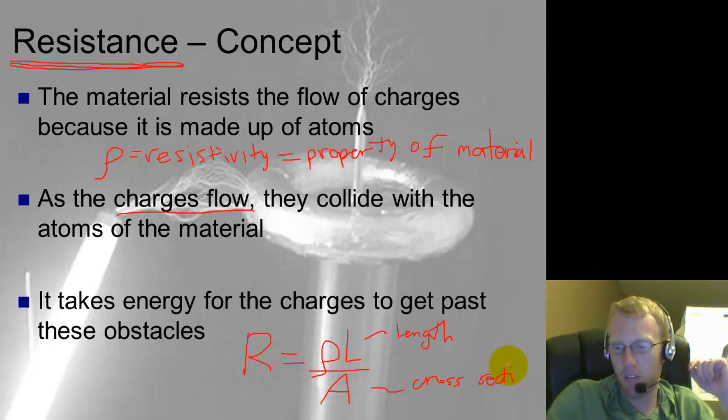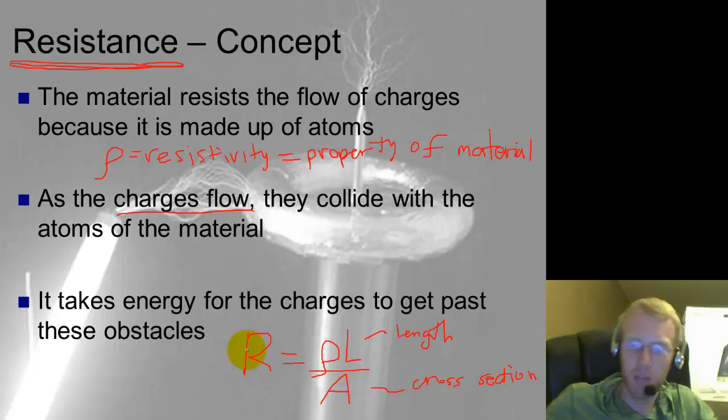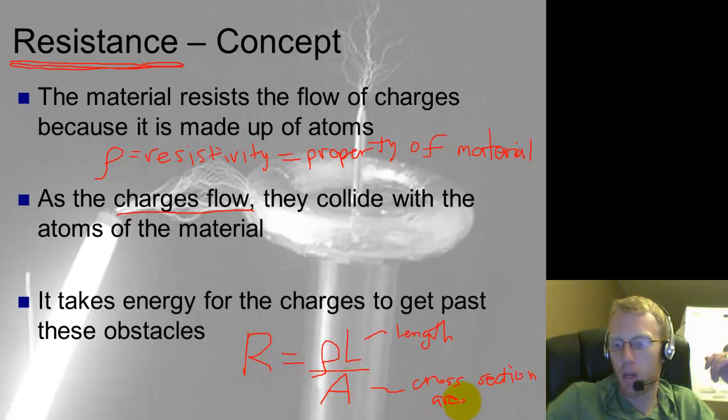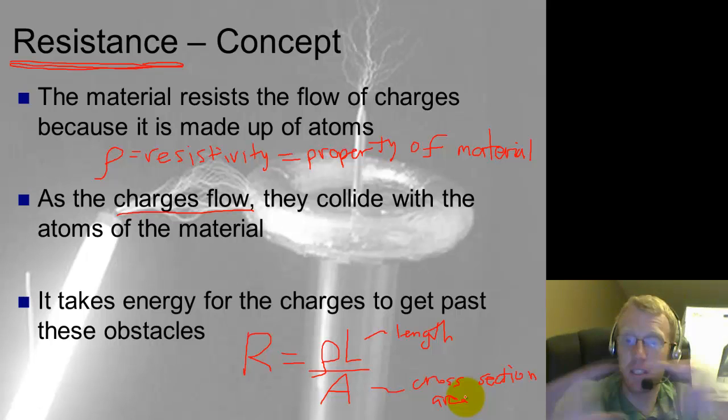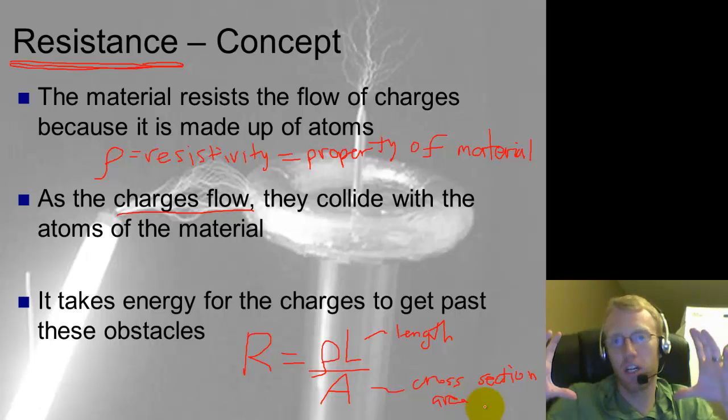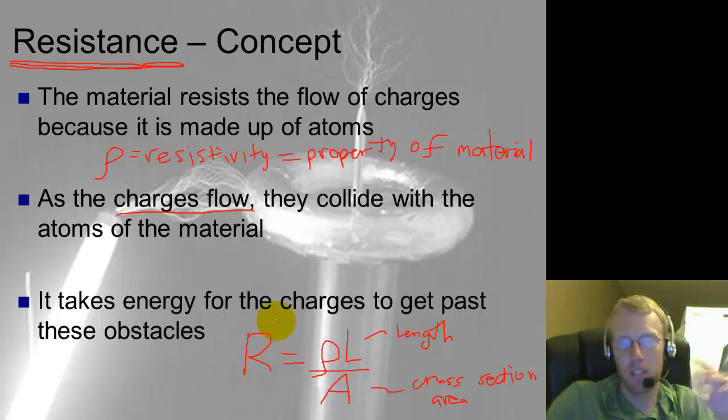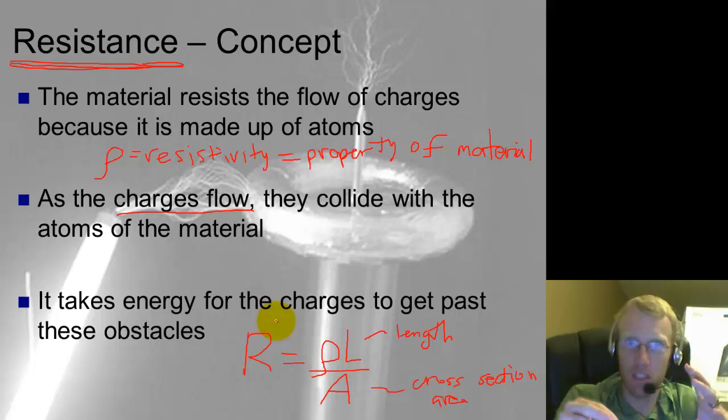So what that means is if you have a really long wire, high length, you're going to have a high resistance, which means it takes a lot of energy to get through it because it's so long. I mean, that should make sense. Cross-sectional area is how big around it is. So if you have a big cross-sectional area, then it's going to actually have a low resistance, which also makes sense. If you have a very large space that you're traveling through, it's going to be a lot easier to get through than if you're constrained to a very narrow space that you're traveling through.